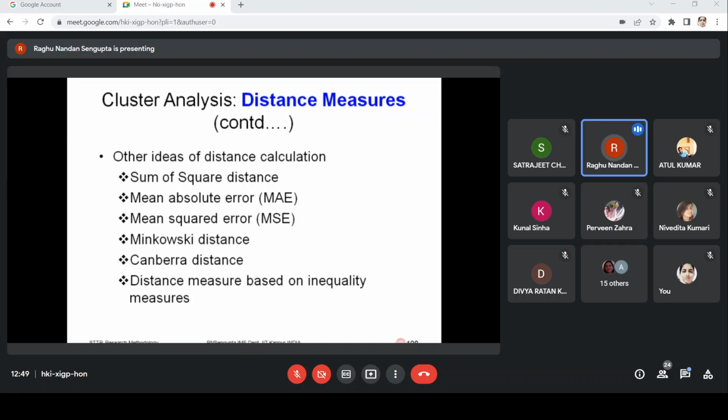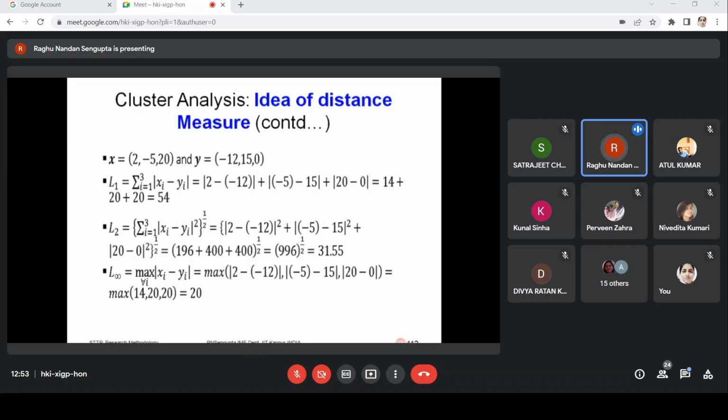Now, this is a simple example with values. You have in 2 dimensions x values 2, minus 5, 20, and y as 12, 15, 0. So one point is 2, 12, second point is minus 5, 15, third point is 20, 0. Based on that, when I find out the L1 norm, that means I take the mod and add them up, and for 3 dimensions the value comes out to be 54.